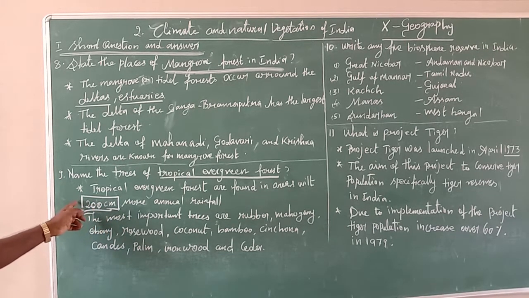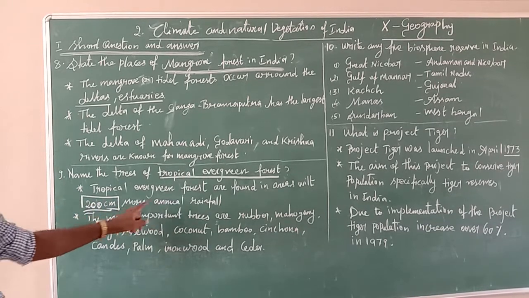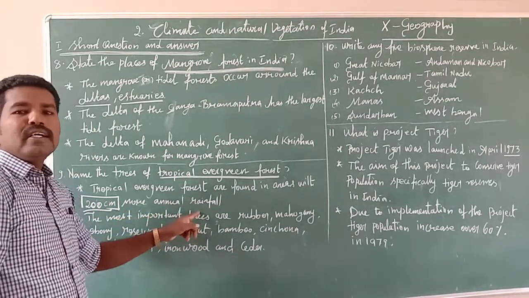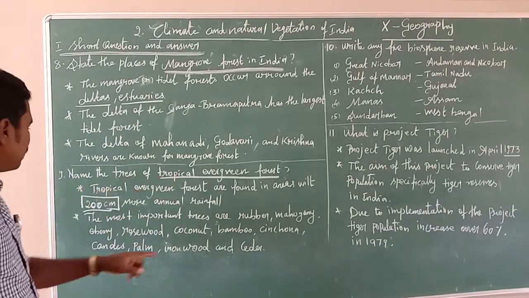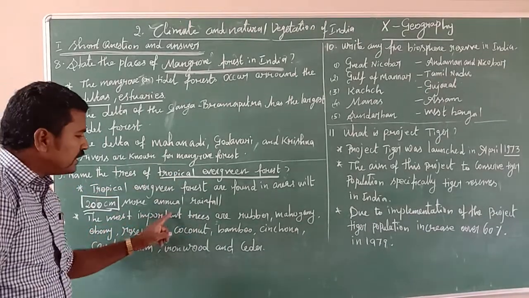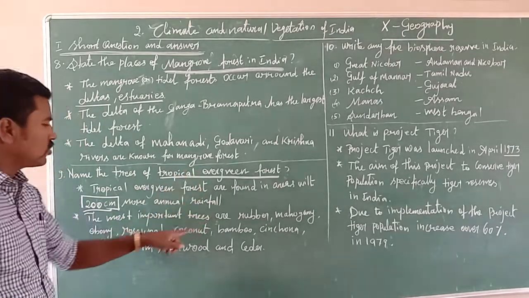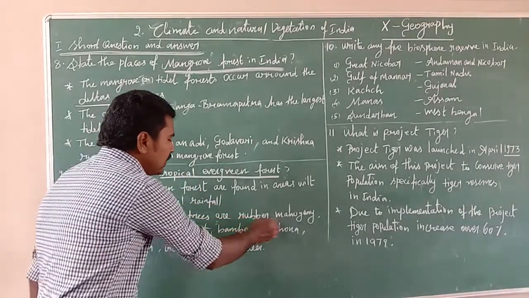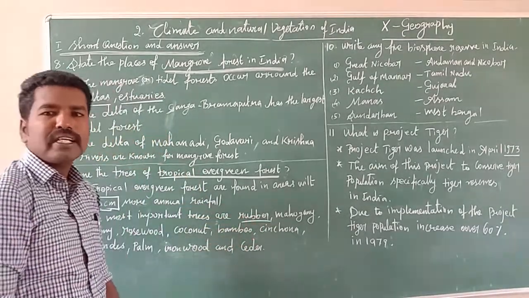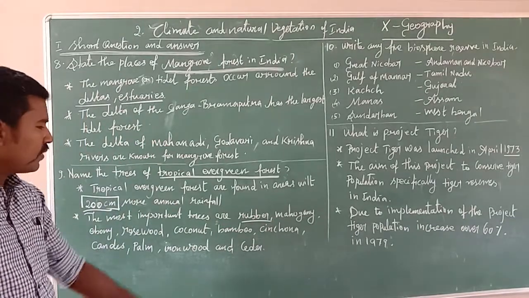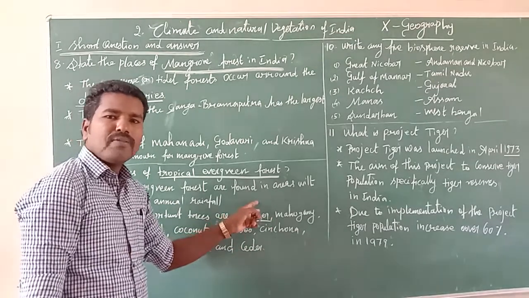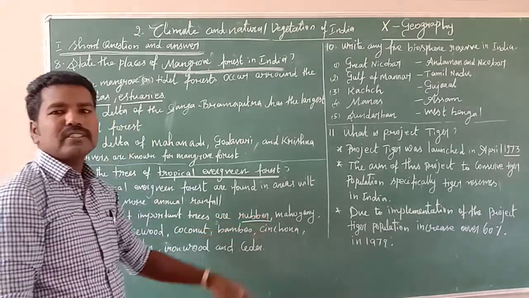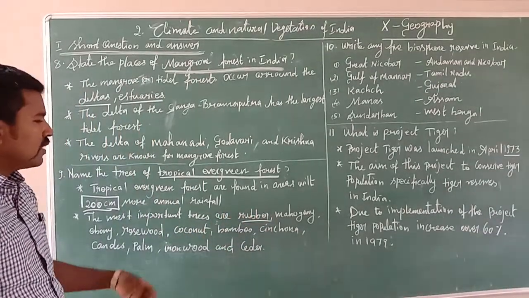Which places receive more than 200 centimeters of annual rainfall? Areas adapted for growing the tropical evergreen forest. The most important trees are the rubber. Ficus elastica is the botanical name of rubber. Rubber is majorly used for making various rubber items and various other things.